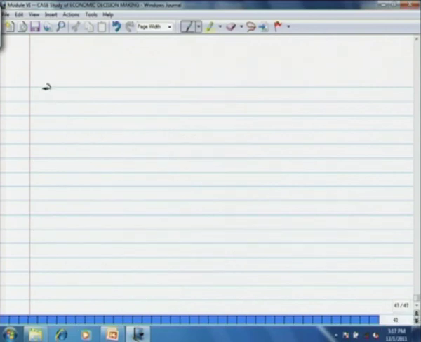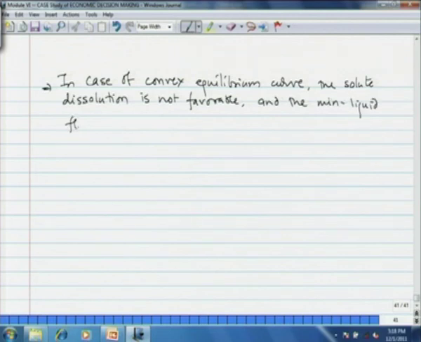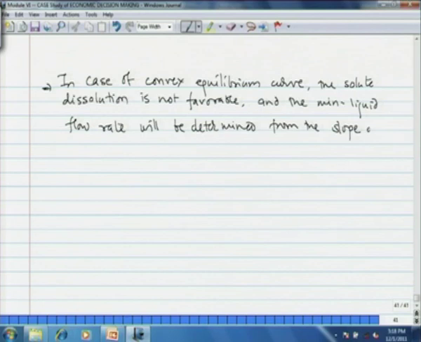Okay. In the case of a convex curve, the solute dissolution is not favorable, and the minimum liquid flow rate will be determined from the slope of the tangent drawn from the point Y out.